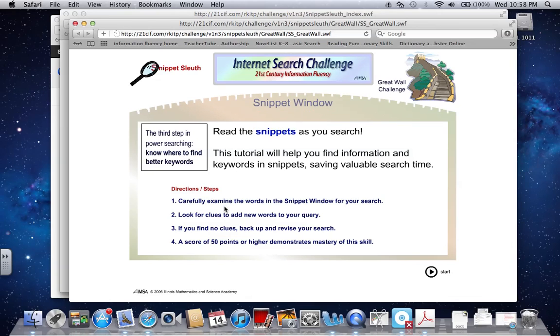We're going to carefully examine the words in the snippet window from our search. We're going to look for clues to add new words to the query. If you find no clues, you have to back up and revise your search. And a score of 50 points or higher demonstrates mastery of this skill. So let's get started.